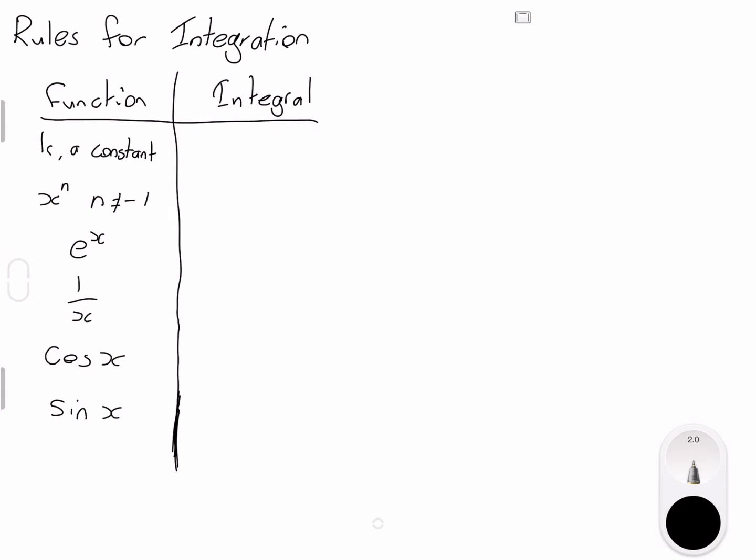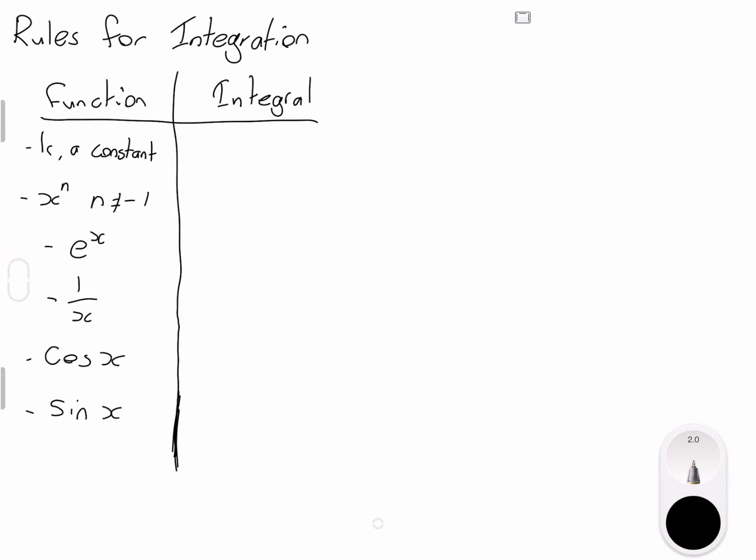So what we're going to go through are these different cases here. We've got 1, 2, 3, 4, 5, 6 different cases that we're going to go through and work out what the integral or the antiderivative is of each of these.